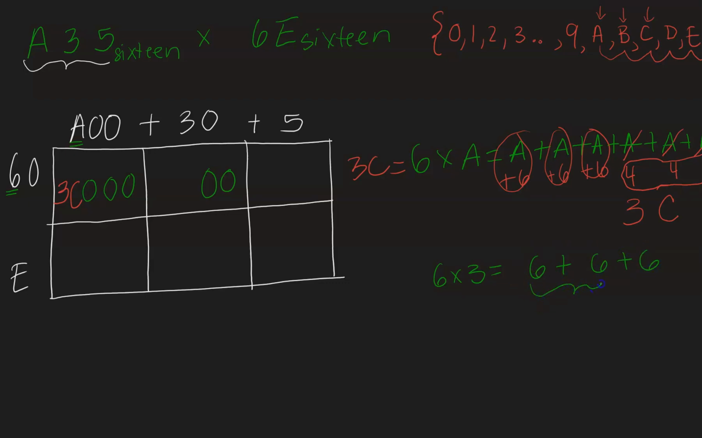So this right here is already 12, but I need to make groups of 16, so I need 4 from here and 2 here. So then this right here makes one full group of 16 and 2 singles. So what I am writing right here, 6 times 3, I would write here 1, 2, 0, 0. Make sense?